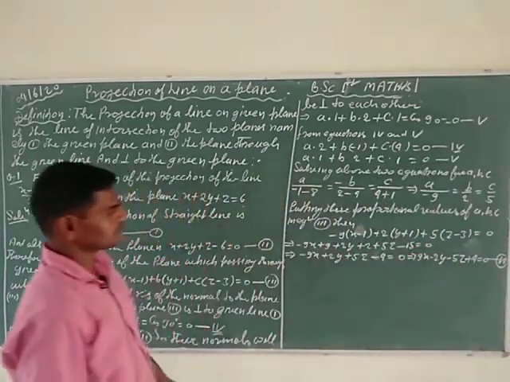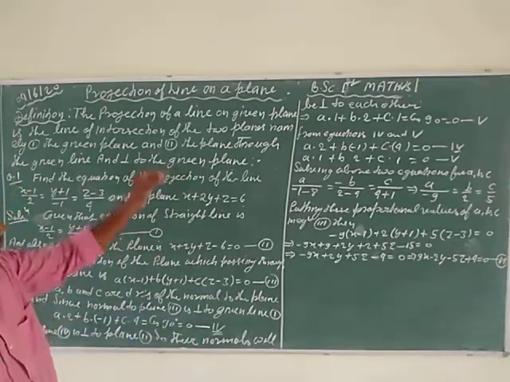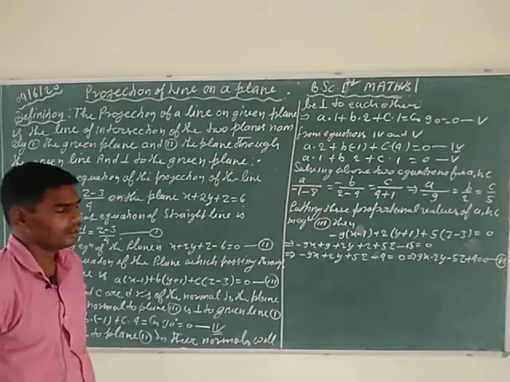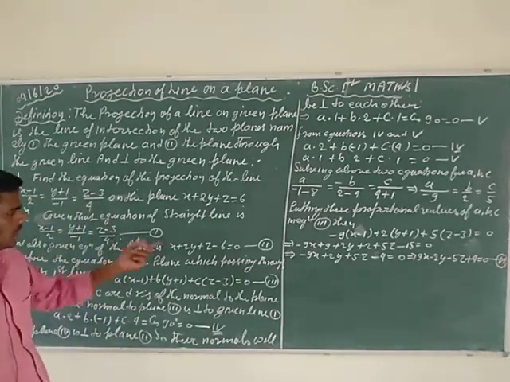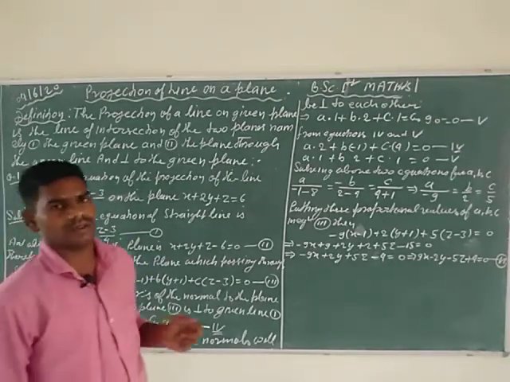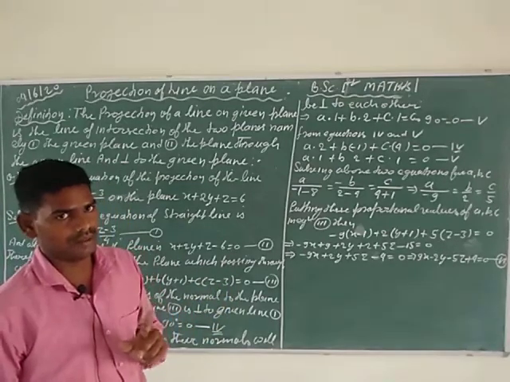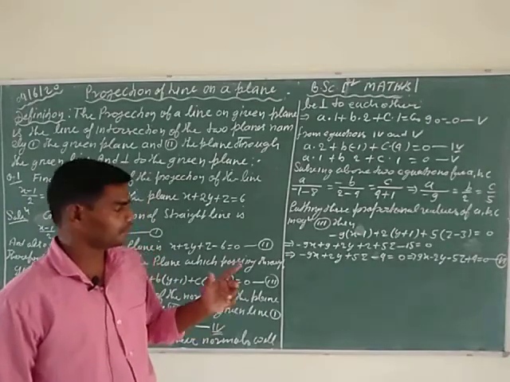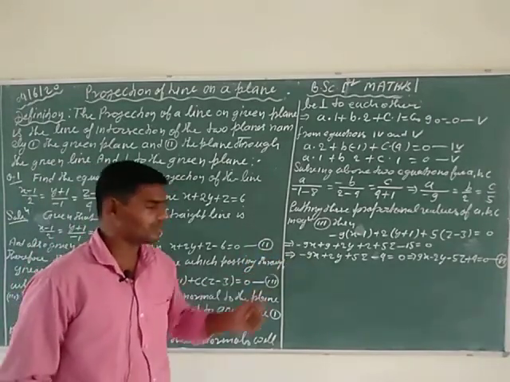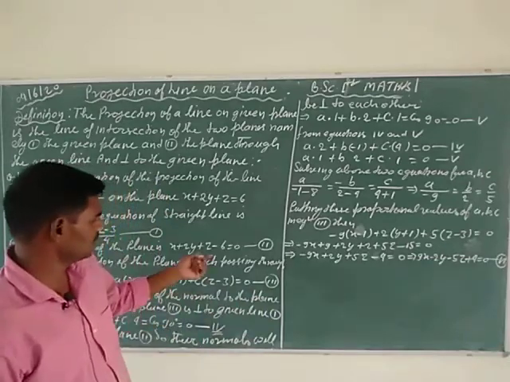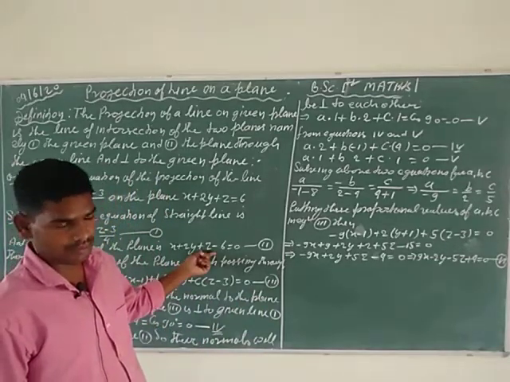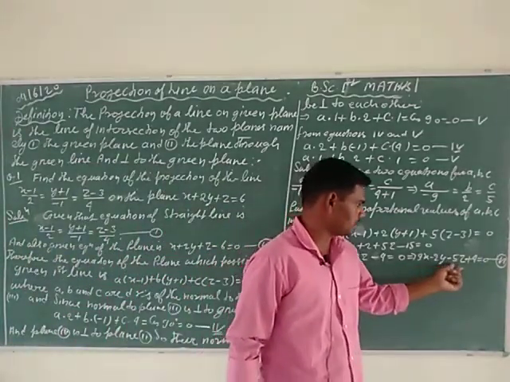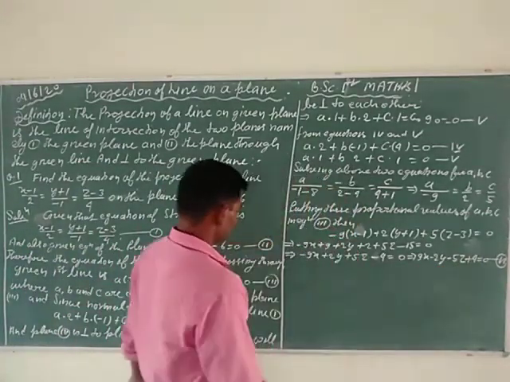Equation 6. So, by definition, projection of a line on the given plane means the intersection of two planes, that is, a line developed by the intersection of two planes. The first plane is the given plane, and the second plane equation is 9x minus 2y minus 5z plus 4.